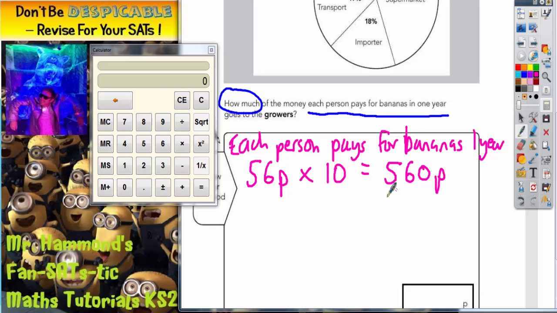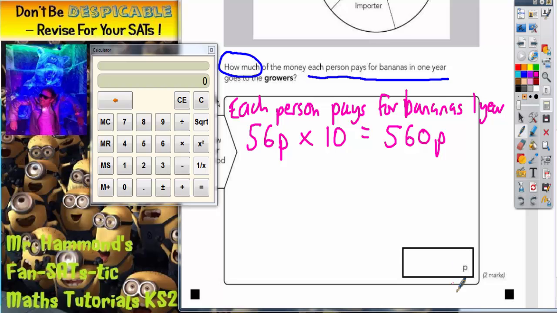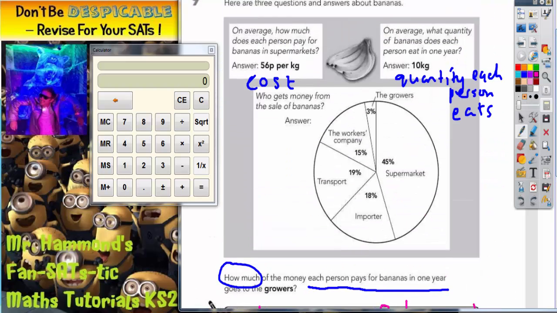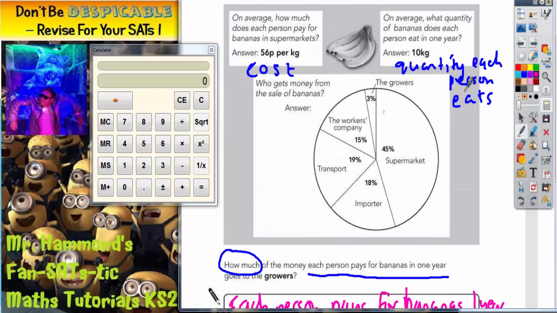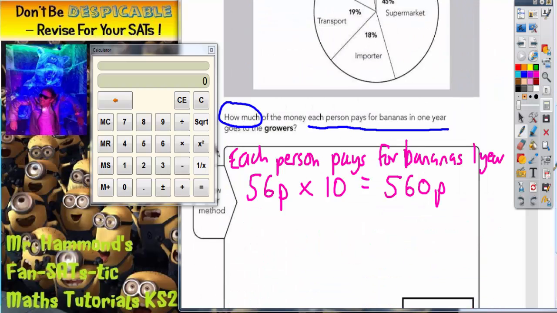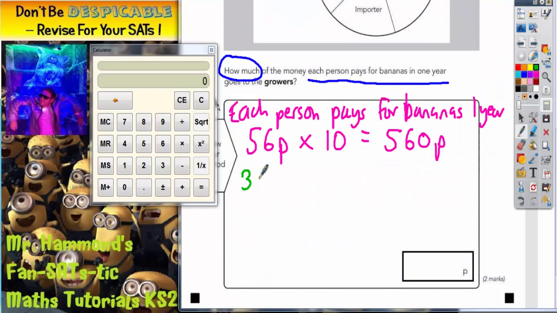We could turn this into £5.60, but our overall answer is in pence as well. So we might as well just keep it in pence. So 560 pence in 1 year. But the growers take 3% of this. So we need to work out 3%. So it's 3% of 560 pence.